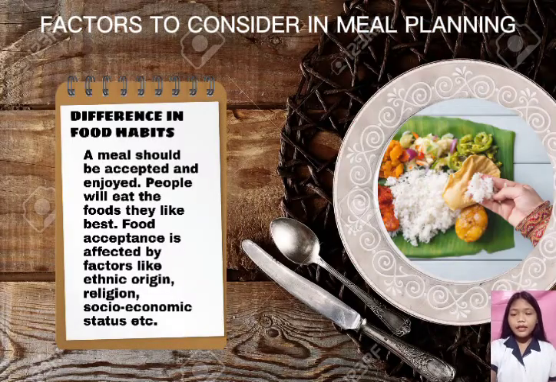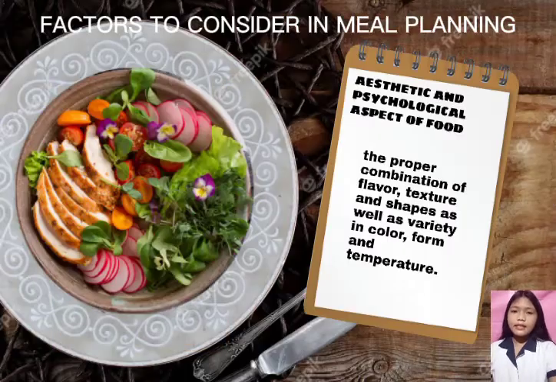Next is difference in food habits. A meal should be accepted and enjoyed. People will eat the foods they like best. Food acceptance is affected by factors like ethnic origin, religion, socioeconomic status. So next is aesthetic and psychological aspects of food. The proper combinations of flavor, texture, and shapes, as well as variety in color, form, and temperature.